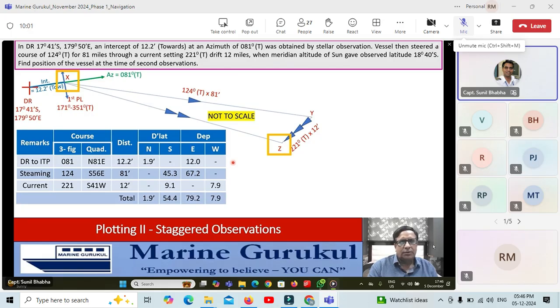And using the values in the two columns, we get the resultant of DLAT and departure. So we get resultant DLAT of 52.5 minutes south. This resultant DLAT is the DLAT from DR lat to latitude of point Z. And our point of interest is point Z. As long as I can get the coordinates of point Z, I'm not interested in the coordinates of point X.